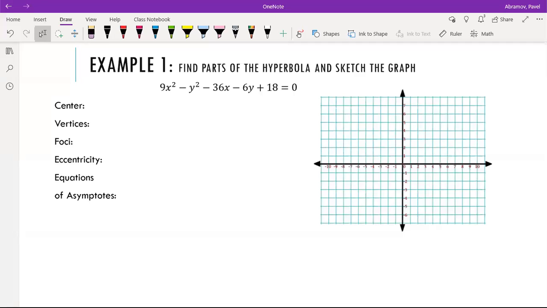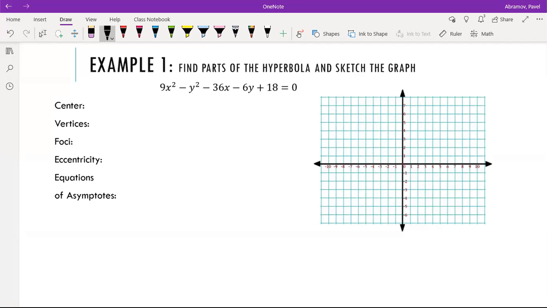Okay, so welcome to part two of the video about hyperbolas. The first thing that we're going to do is find the parts of the hyperbola and sketch the graph when we're given the equation of the hyperbola in a non-standard form. First of all, we need to find the equation of the hyperbola in standard form, and to do that, we have to complete the square, kind of like what we've done with ellipses.